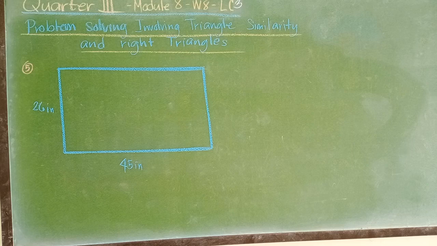For number 5, Anna bought a LED TV for her apartment. The TV is 45 inches long, so yun nasa ilalim, and then 26 inches wide. Find the diagonal length of the TV. So yung diagonal length will be this one.